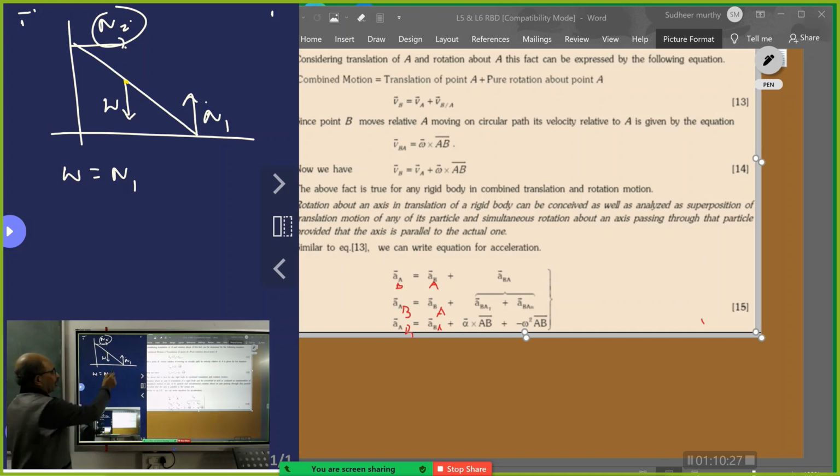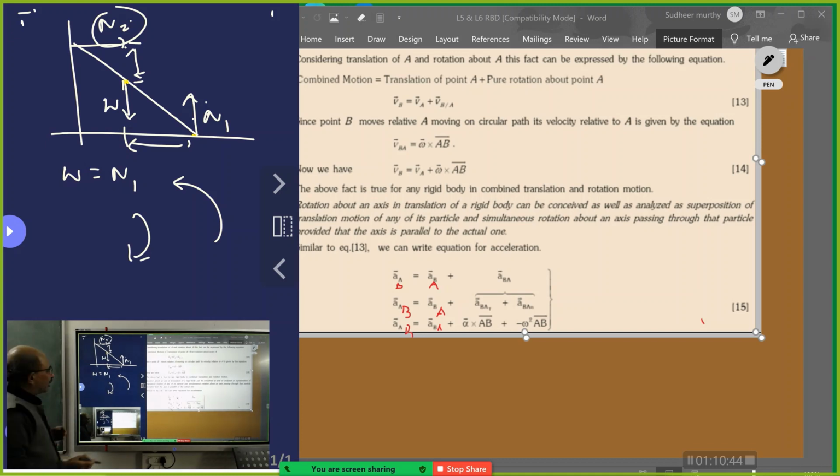Now look at the moment due to this. What is the moment due to this force? This force into this perpendicular distance will cause anti-clockwise rotation, and this force into this distance will cause clockwise rotation. So now you see this rod is slipping down. It is slipping at both points, in this direction. And who is causing this slipping? This one is causing it. That's what I am saying.